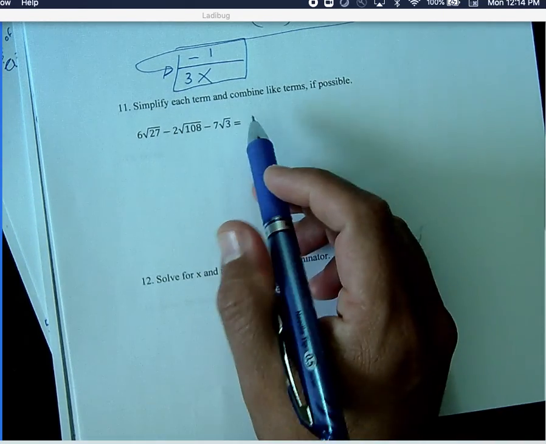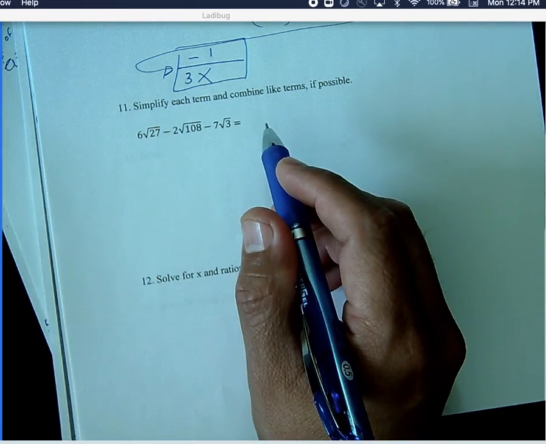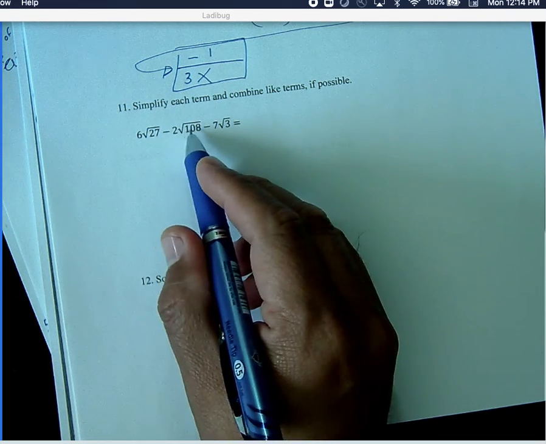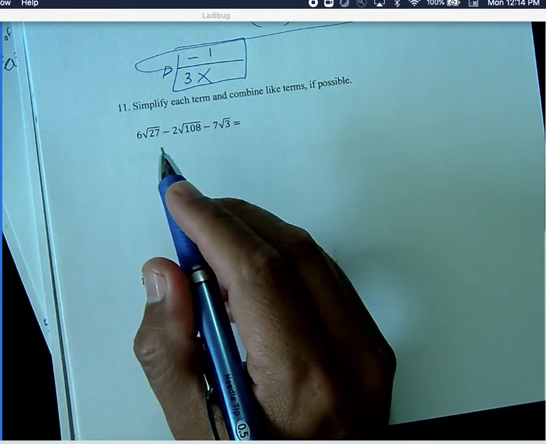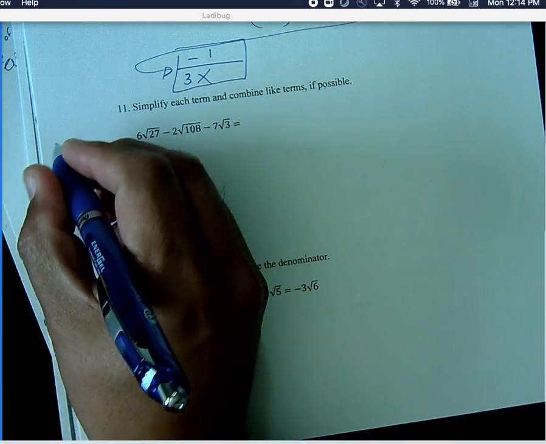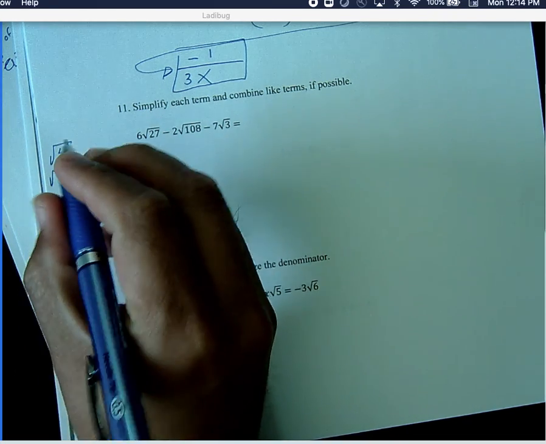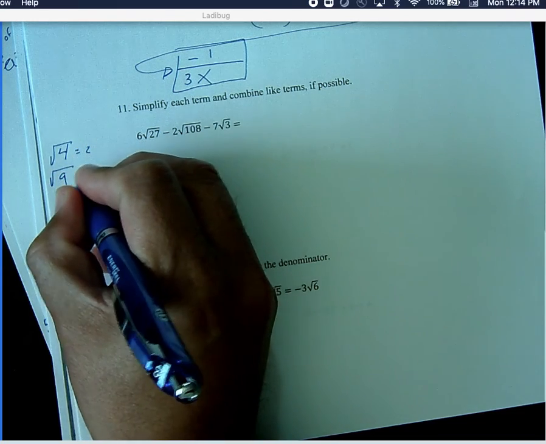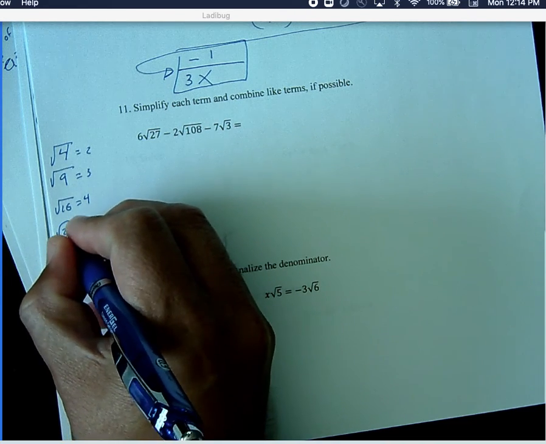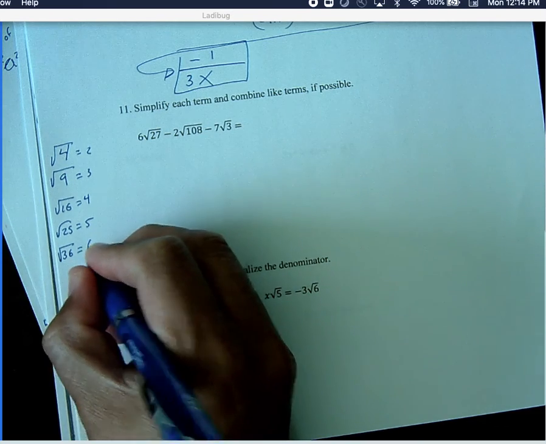Simplify each term and combine like terms if possible. So this is the ones that you have to see. Okay, this is the square root of 27 plus the square root of 108. You need to be familiar with your perfect square roots, right? Remember, perfect squares would be the square root of 4 that gives you 2, the square root of 9 that gives you 3, square root of 16 that gives you 4, square root of 25 that gives you 5, square root of 36 that gives you 6, and so on.